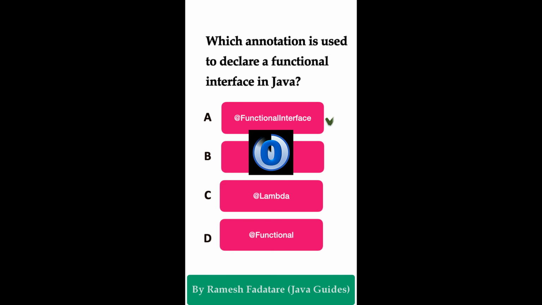The correct answer is option A, @FunctionalInterface annotation. The @FunctionalInterface annotation is used to declare a functional interface in Java 8. A functional interface is an interface with a single abstract method. So whenever you want to create a functional interface in Java, you have to annotate it with the @FunctionalInterface annotation, and make sure that it has only one single abstract method, and you can use a Lambda expression to implement that functional interface.